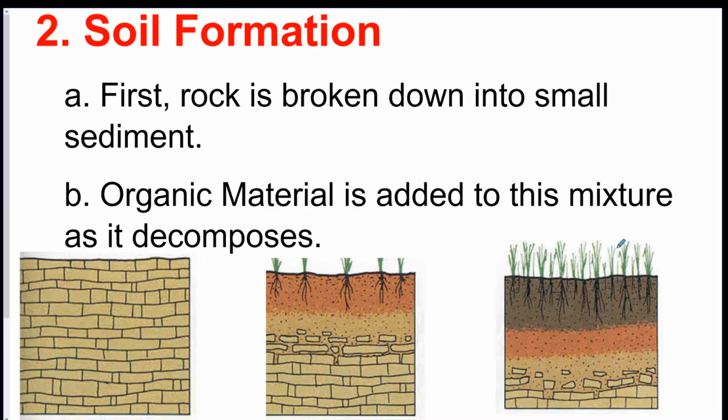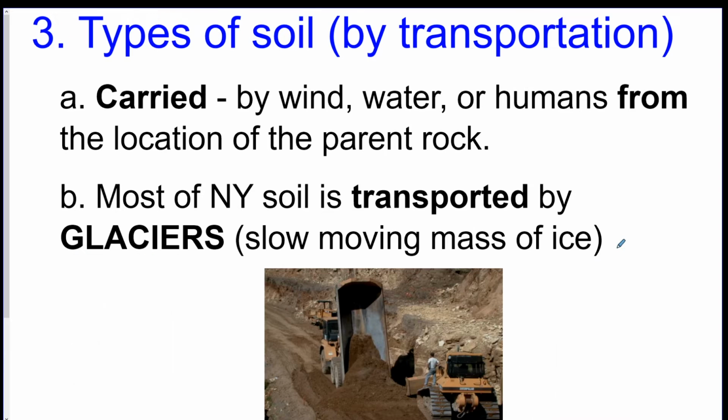Number two, how is it formed? Well, first you got to break down the rock into the small sediment, and this is done by physical and chemical weathering. We talked about it, frost action, abrasion, all that stuff, splitting, whatever the case may be. And then organic materials are added to this mixture as it decomposes. So generally the plants die in the broken rock and you get yourself some soil.